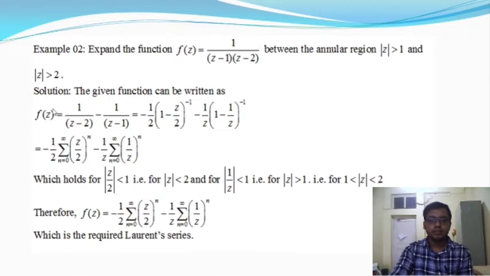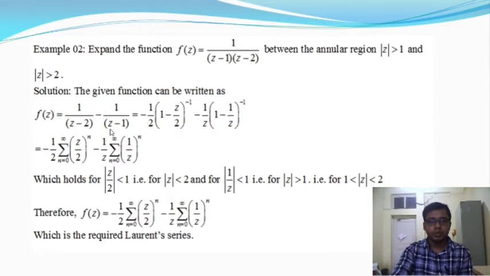Then the function f of z after partial fraction decomposition is 1 by z minus 2 minus 1 by z minus 1. The region is 1 less than modulus of z less than 2. From the first term we will take 2 as common, and it reduces to minus 1 by 2 into (1 minus z by 2) whole to the power minus 1.